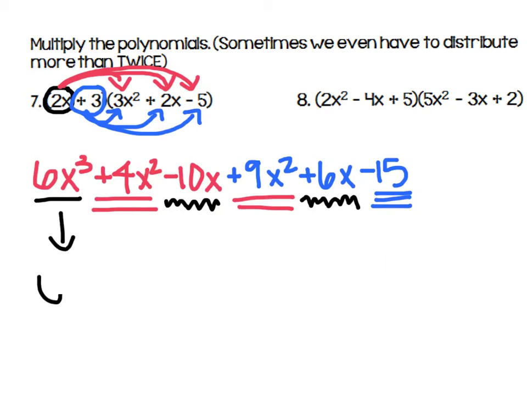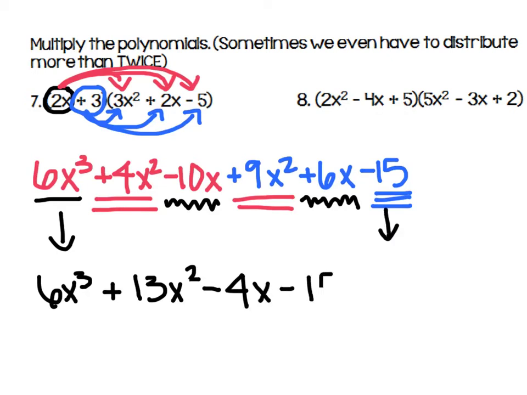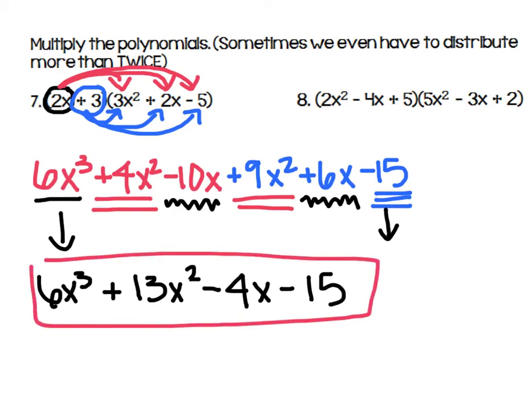So I bring down the 6x cubed because I didn't combine that. And let's combine. 4x squared plus 9x squared is positive 13x squared. Negative 10x plus 6x would give us negative 4x. And then, of course, I'd make sure I bring down the minus 15. So that whole thing would be our answer. Okay, notice this is really just a lot of multiplication.